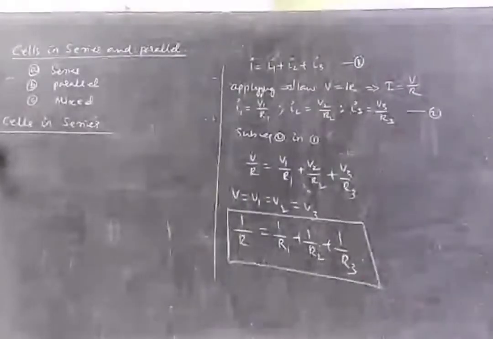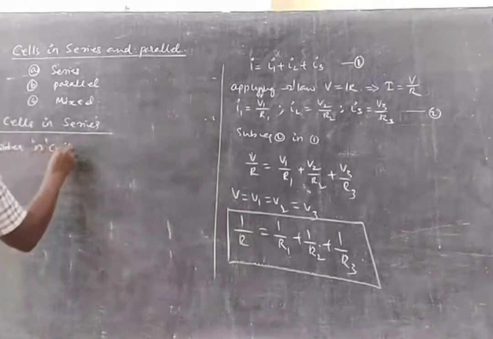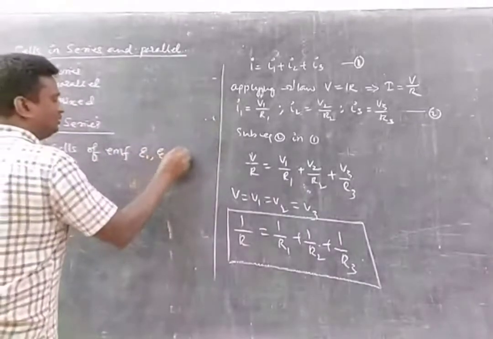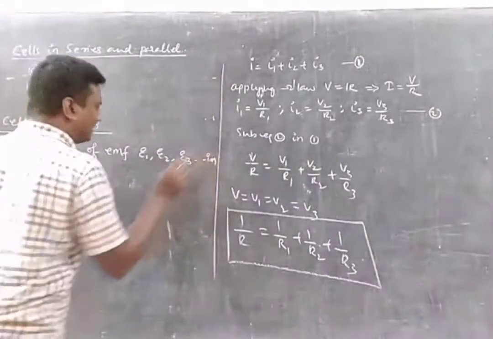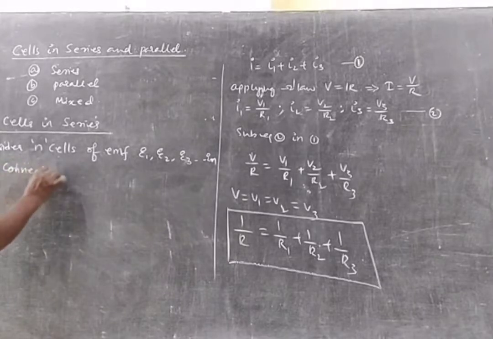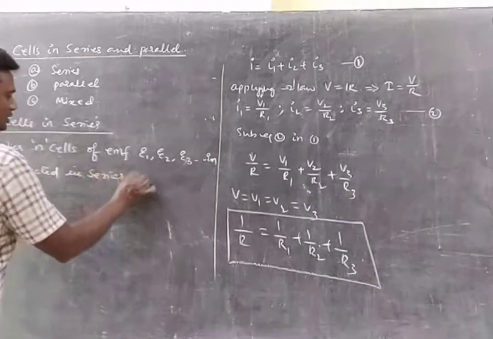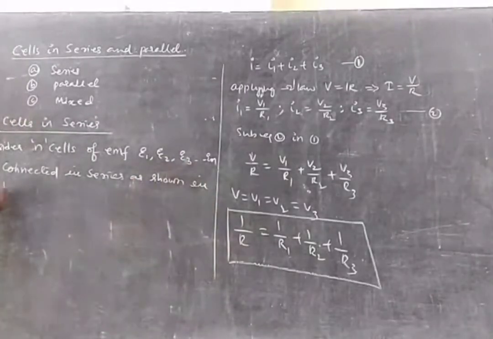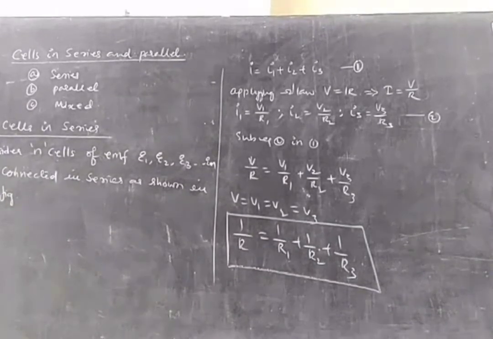So consider n cells of EMFs E1, E2, E3, and so on, En, connected in series as shown in the figure.